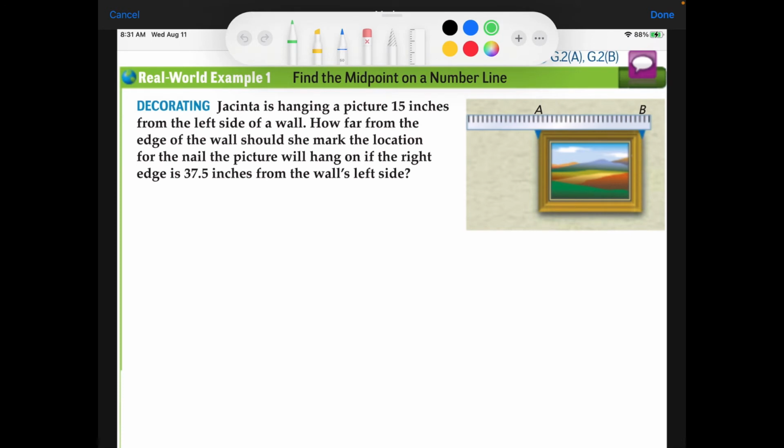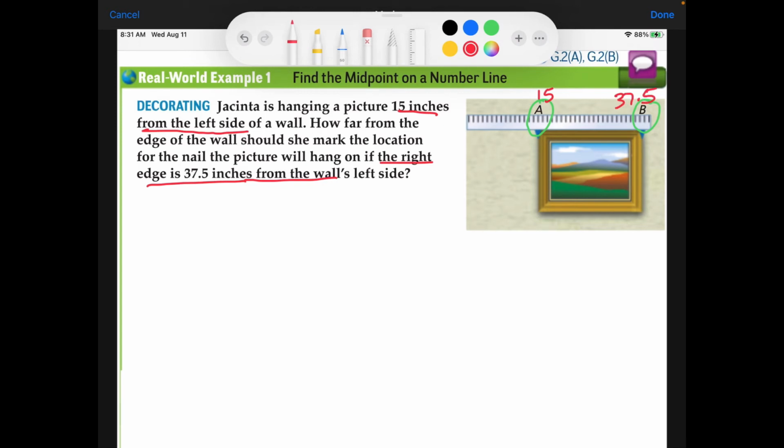So it says here, Jacinta is hanging a picture 15 inches from the left side of a wall. Okay, so that means that point A is at 15 inches away from the left side of the wall. Now, how far from the edge of the wall should she mark the location for the nail the picture will hang on if the right edge is 37.5 inches from the wall's left side? So now we can say that point B is at 37.5 inches.